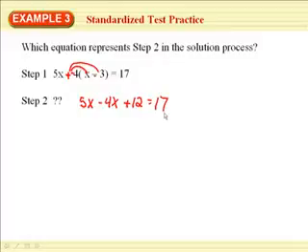So look through there with me. A is 5x minus 4x minus 12. That's not it. Look at D.